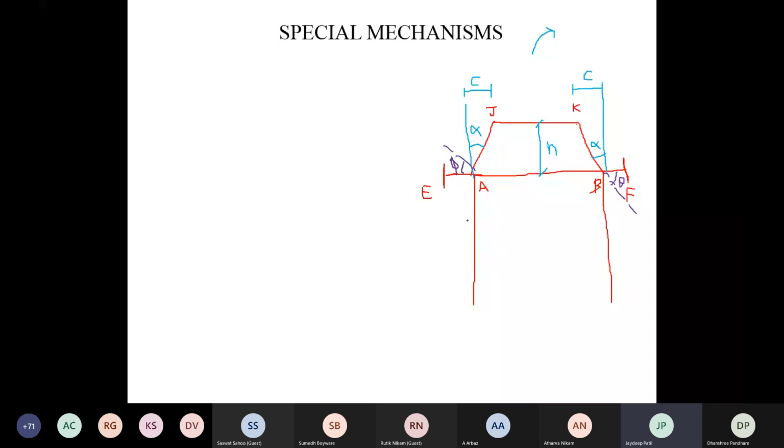At the same time, the link JK slides, and the link AJ changes to AJ dash, and BK changes its position to BK dash. Here is J dash. Got it, all of you? There is K dash. And the sliding distance of the link JK is X. Now the distance is X.